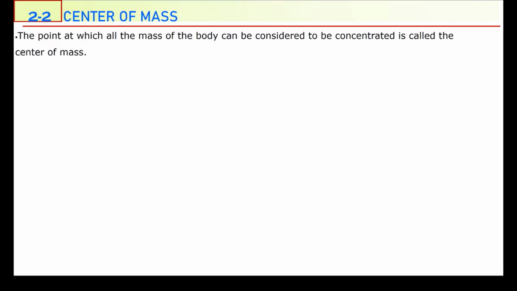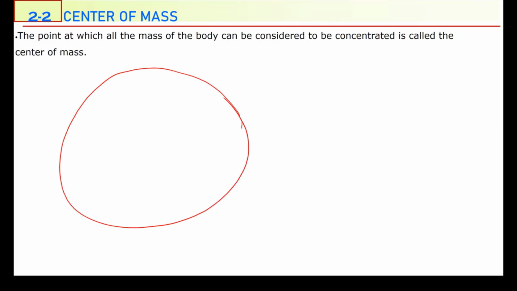Center of mass in your book is defined like this: the point at which all the mass of a body can be considered to be concentrated is called center of mass. Remember, in the last title of the first chapter, your book said that Earth is a huge object, and when we are calculating the force acting on a man's body on the surface of the Earth, we assume that the whole mass of the Earth is concentrated at the center in here.